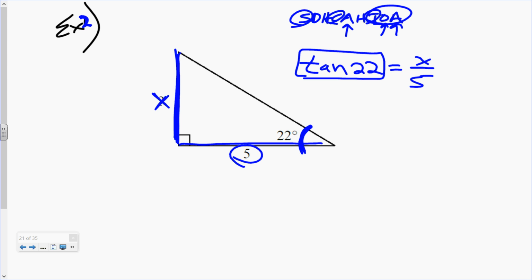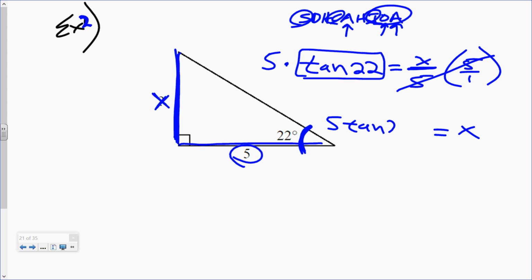We want to get x by itself. So what would I do to both sides of the equation to get x alone? Multiply, because I want to get rid of this 5. The opposite of dividing by 5 is multiplying by 5. So multiply by 5 over 1. Multiply this by 5 too. Whatever you do to one side, you got to do to the other. This is gone. X then is equal to 5 times the tangent of 22.